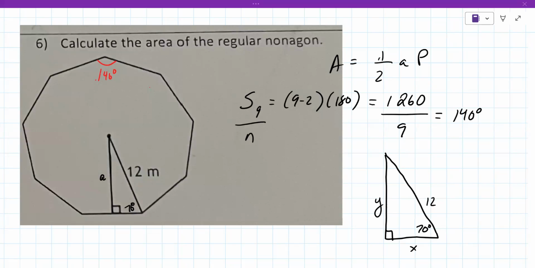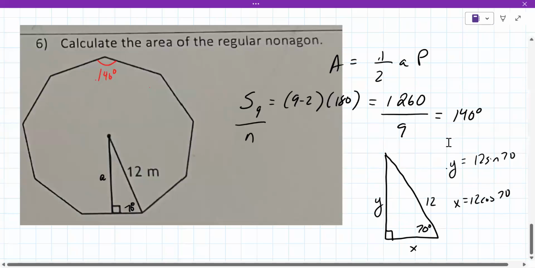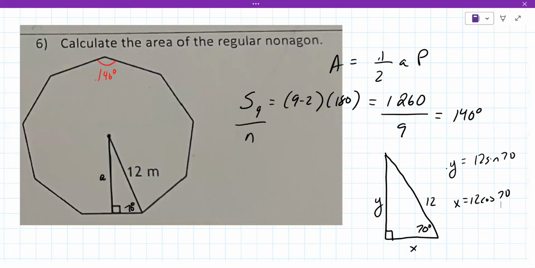Is it 10.6? For Y, you use sine, right? Y, you can bring 12 sine 70. X is going to be 12 cosine 70. Or you could use the Pythagorean theorem. Maybe, yeah, I guess a different side. I would probably just stick to trigonometry. Okay. So then 4.1. Yes. Very good.